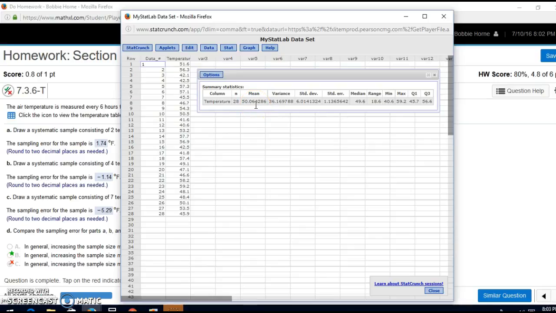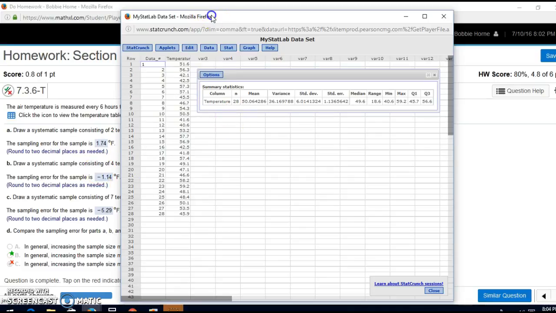Okay, so how do we find our sampling error? Remember, our sample mean was those 2 numbers, add them, divide by 2. Let's just do that real quick. Our 2 numbers were number 14, which was 57.7, every 14 numbers. So our second number is going to be 45.9. Add those together, divide by 2, and you get 51.8. Subtract that from your population mean, and your sampling error is 1.74.